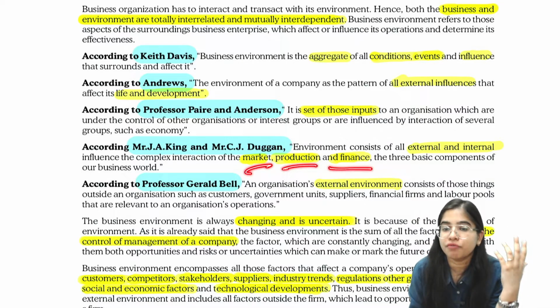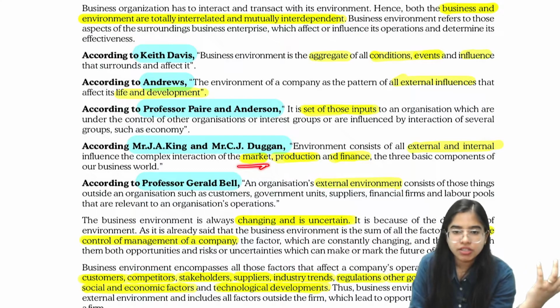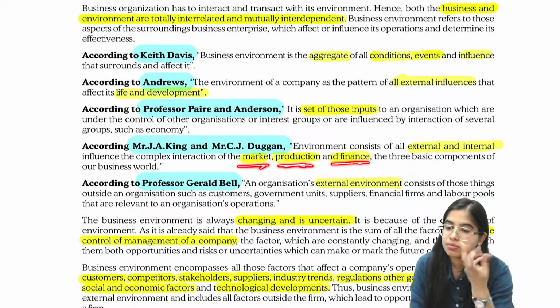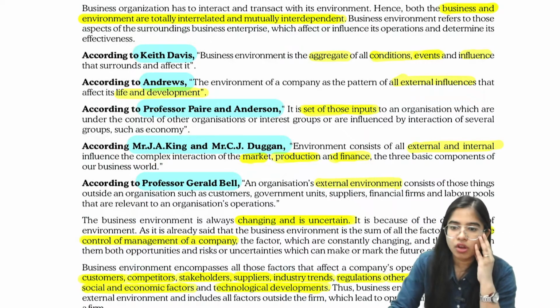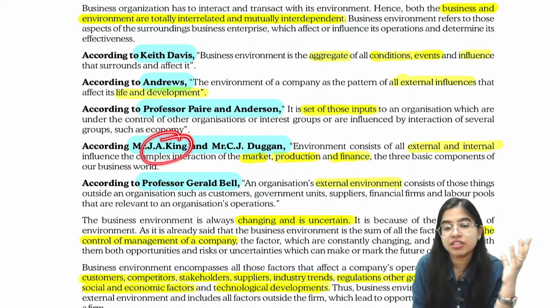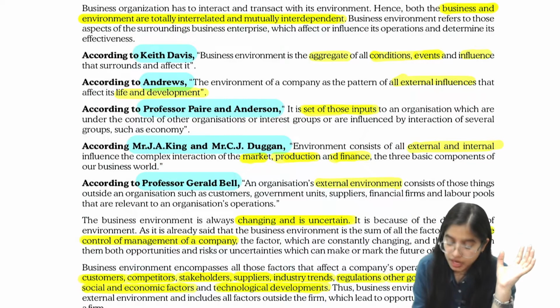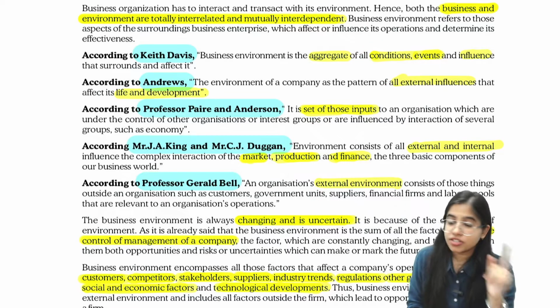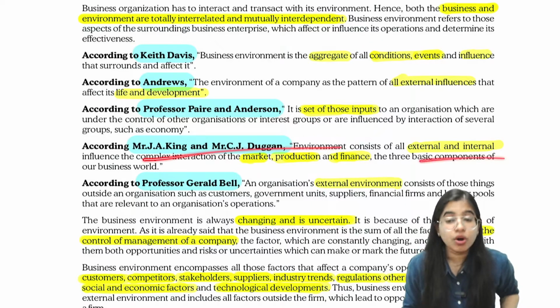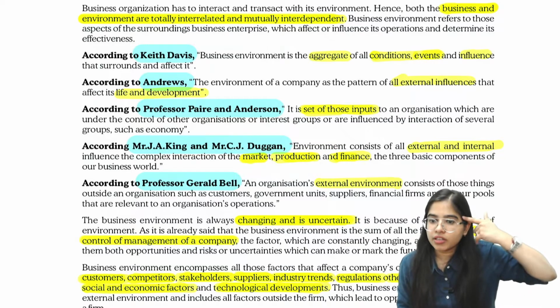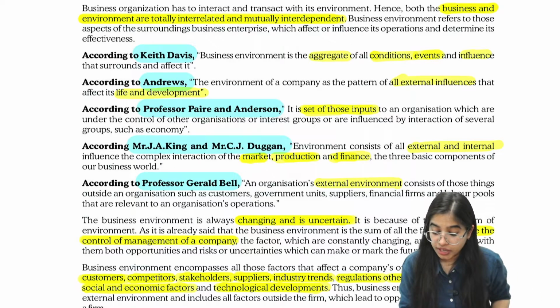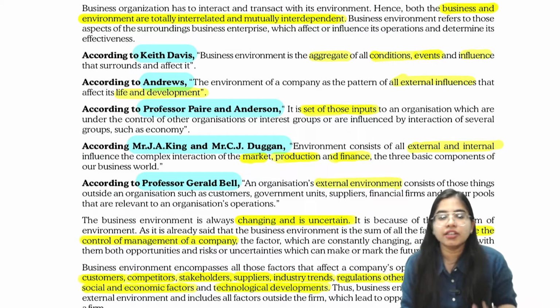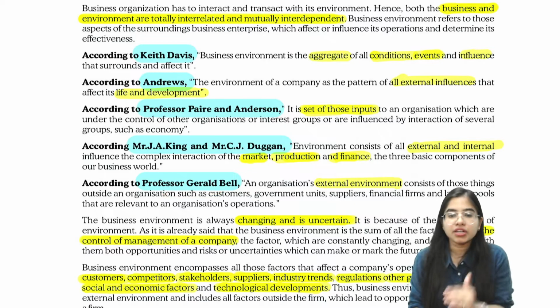Example, market, production and finance. Example, market demand, your production level, your finance, how much money you have, all these things affect your business. King is always the wise person, so he gave a very wise definition that it includes both internal and external. All other people have said external, they did not include internal. So what logic can you apply? King is smart, so he has included internal environment also. That environment consists of all the external and internal influences. Example, market, production, finance.